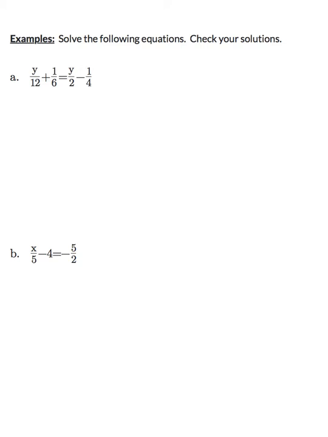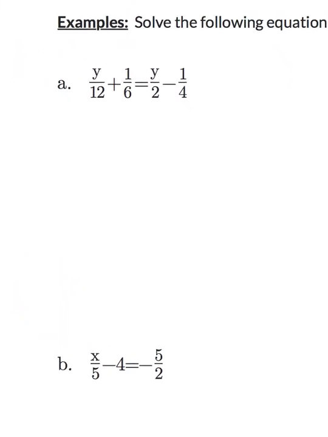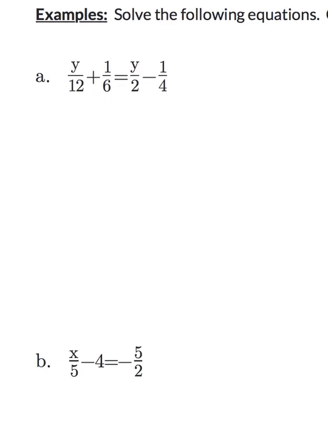So let's look at some examples. Now, these examples, as I said, I'm going to do this using two different methods that will essentially be the same thing. If we look at example A, we have y over 12 plus 1 over 6 equals y over 2 minus 1/4. I'm going to show you first the method that works best for me, but then I am going to show you another method that students have a tendency to relate to a little bit better.